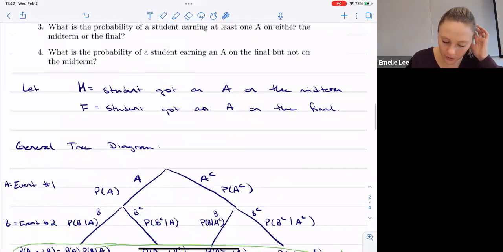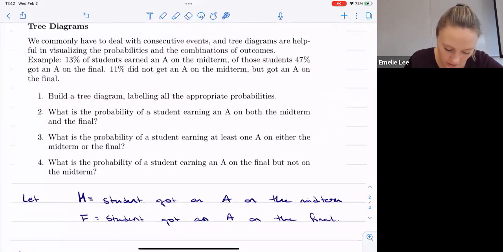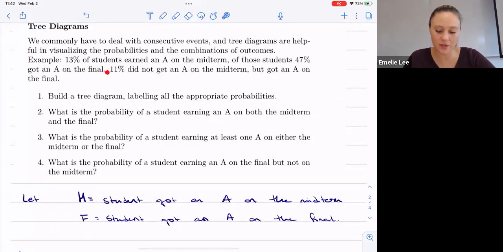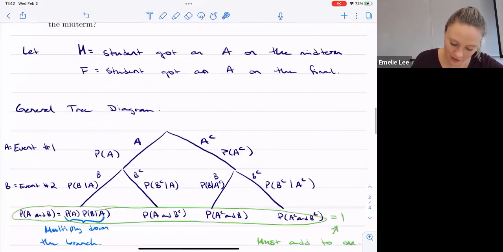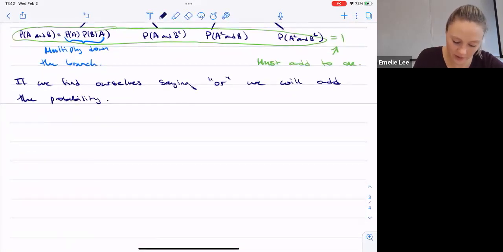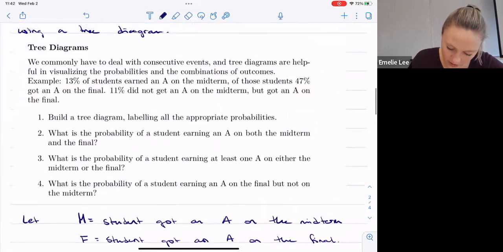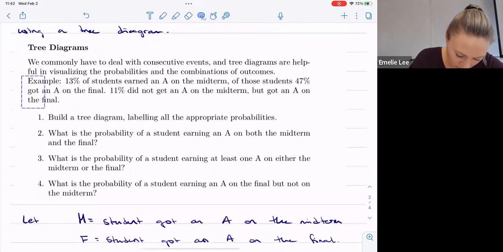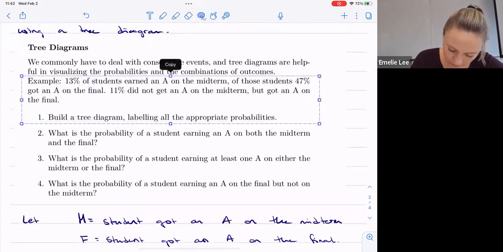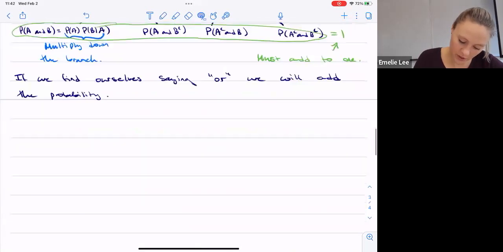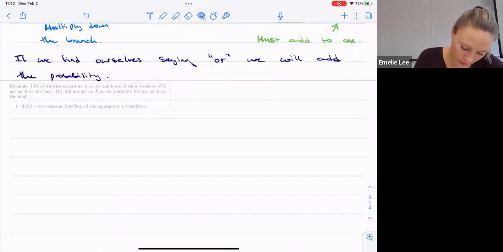So in terms of our problem here, if we go back to our problem, 13% of students earned an A on the midterm. Okay. And the wording here is a little bit weird. Let me just grab just the chunk that we need on this fresh page here.